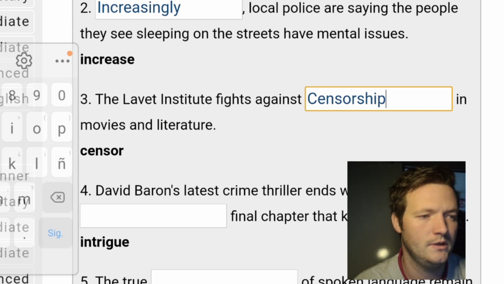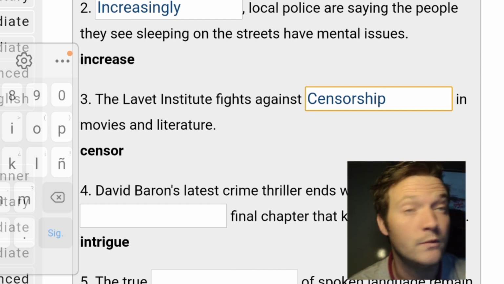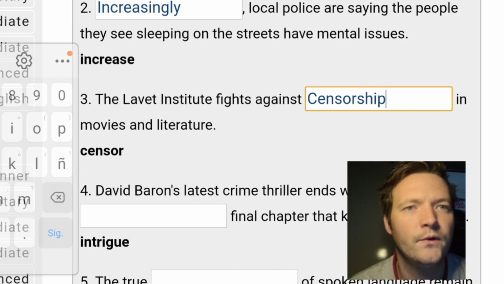Censorship in movies and literature. Yeah, absolutely. You can get people who are offended by things and then they try to censor everything, don't they? Which isn't good. Okay, number 4.